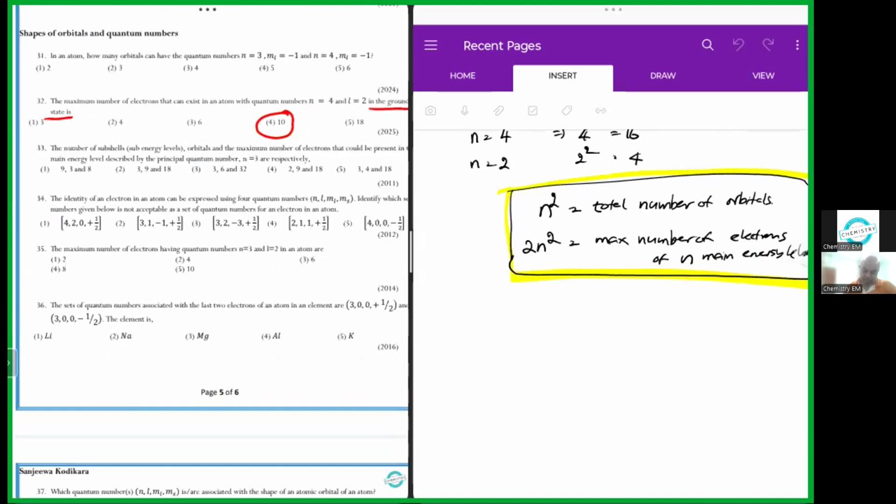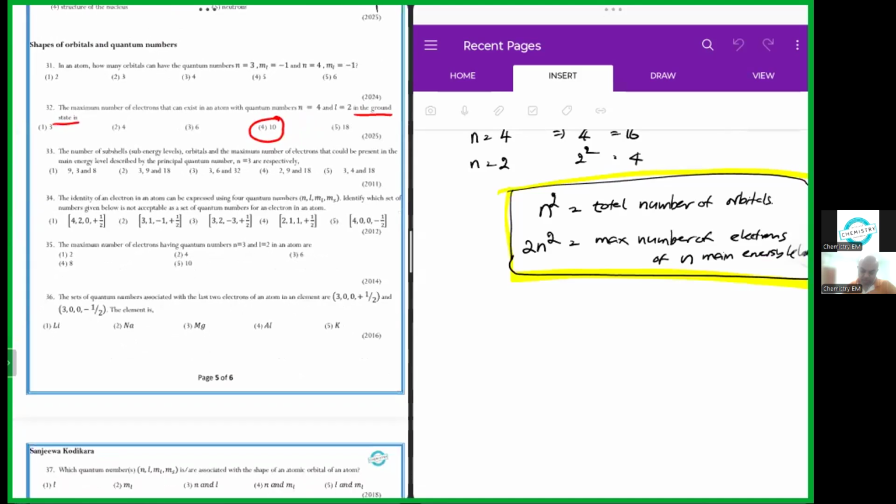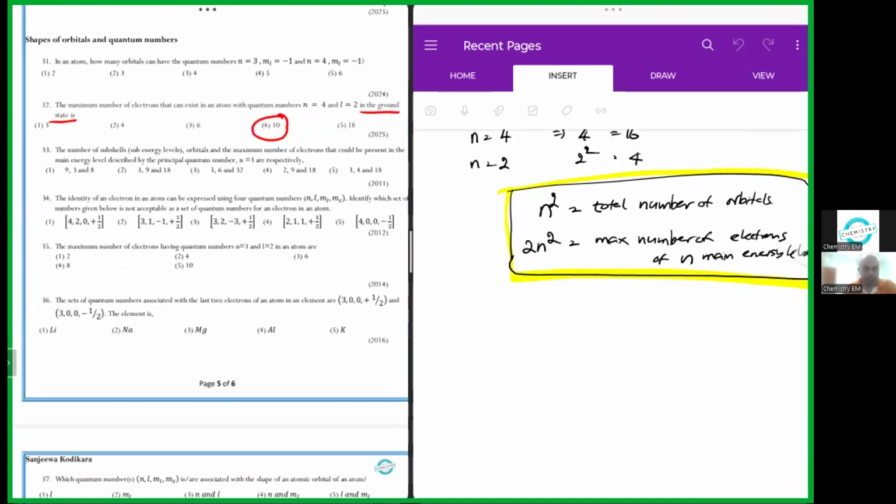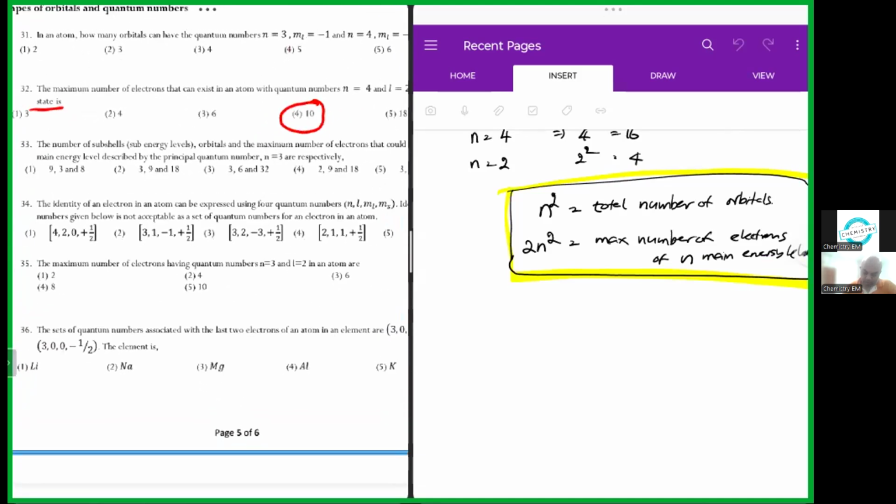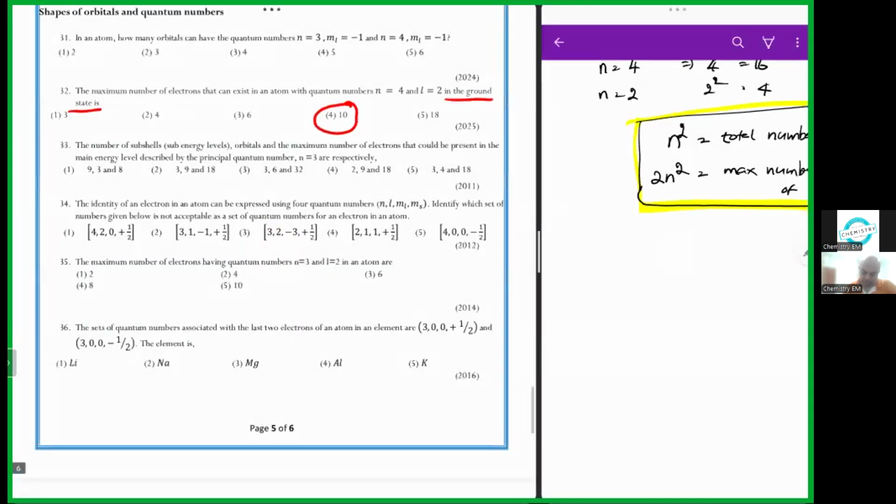Right. 2014, 2013, the question on quantum numbers. The maximum number of electrons having quantum numbers n equal to 3 and l equal to 2.